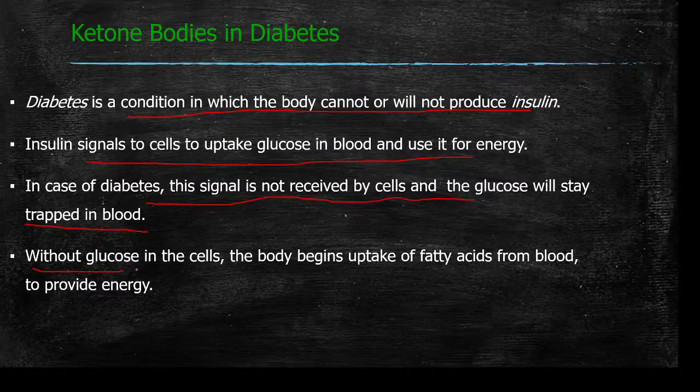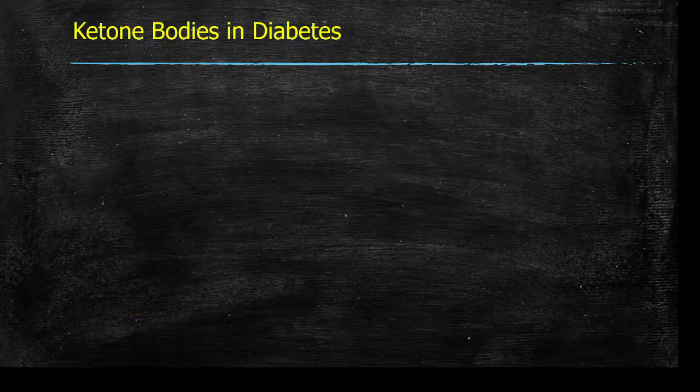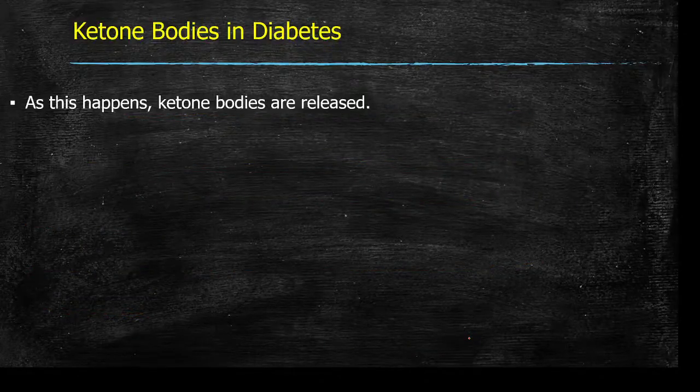Okay, without glucose in the cell, the body begins uptake of fatty acids from blood. Because the cell is deprived of glucose, the body will use the fatty acids to provide energy. The lack of glucose also triggers the liver to start making glucose. It also promotes glycogenolysis in the liver. So as this happens, what happens? The ketone bodies are released.